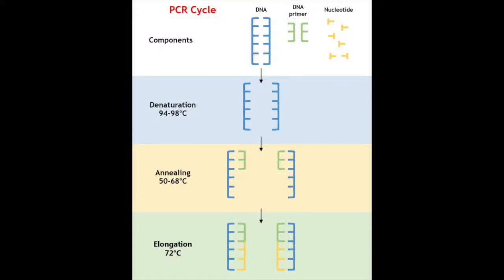A polymerase chain reaction, or PCR, is used to make copies of a target DNA. This can occur in the thermal cycling machine. The three main stages of PCR are denaturing, annealing, and extending.